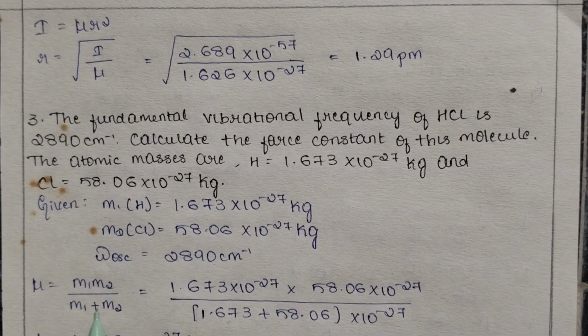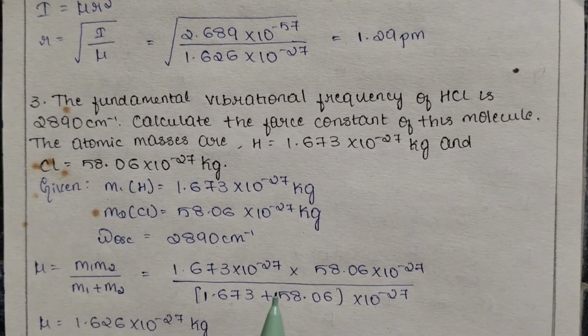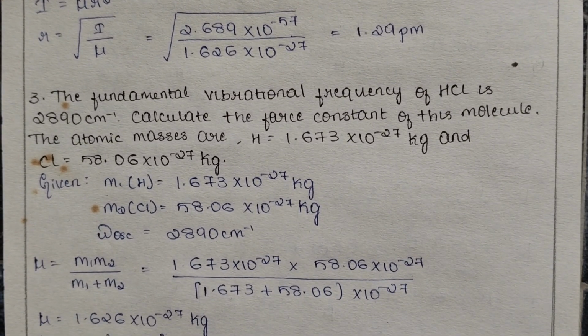So m1 m2 whole divided by m1 plus m2, and substituting the corresponding values in this equation, that is 1.673 into 10 to the power of minus 27 into 58.06 into 10 to the power of minus 27 whole divided by 1.673 plus 58.06 into 10 to the power of minus 27. Substituting this value and on evaluating, we get the value for reduced mass, that is 1.626 into 10 to the power of minus 27 kg.